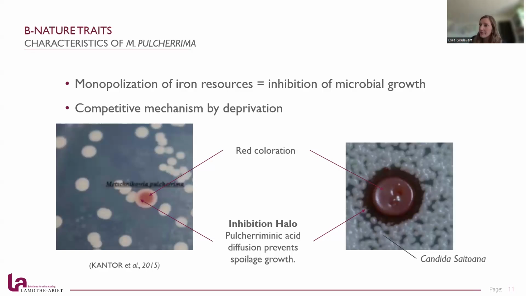So as you see, when we do a counting of cells, it's really easy to observe the Metschnikowia pulcherrima because it creates a red coloration due to the pulcherrimic acid. And it creates an inhibition halo. So this prevents the spoilage growth and just kills the rest of the microorganisms. You can see on the different pictures. So that's the mechanism of the bioprotection of this Metschnikowia pulcherrima to actually kill and avoid the development of other microorganisms, but the Saccharomyces. And also it has amazing aptitude to develop and multiply.